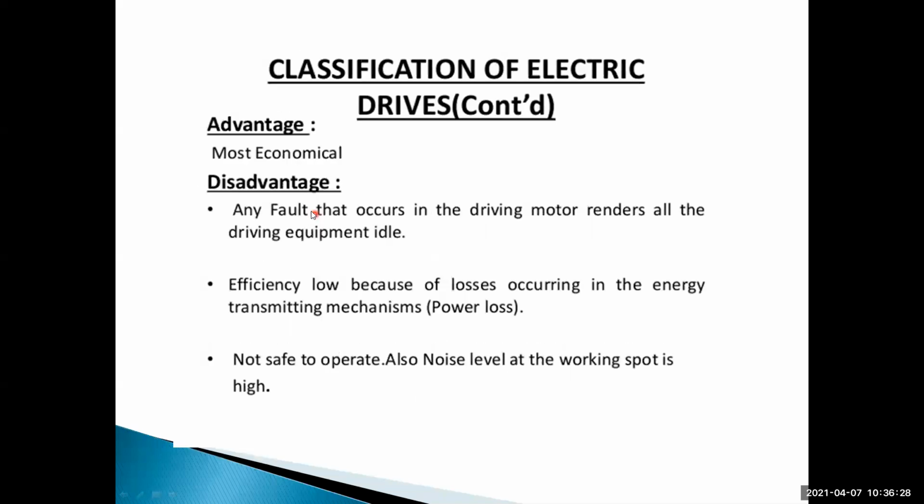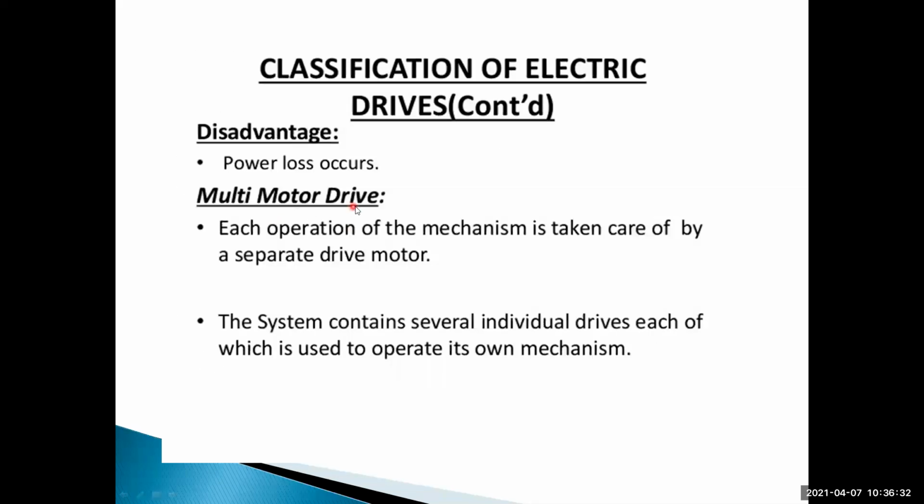So what is the other drive? Multi-motor drive. In this multi-motor drive, each operation of the mechanism is taken care of by a separate drive motor. Separate mechanisms can be controlled by using separate drive motors. Each operation of the mechanism is taken care of by a separate drive motor. That's why it is called multi-motor drive.